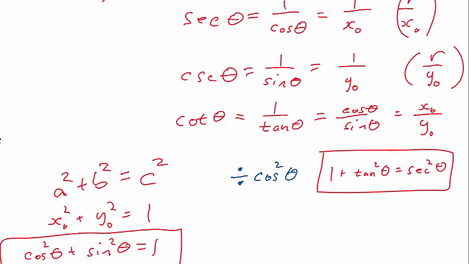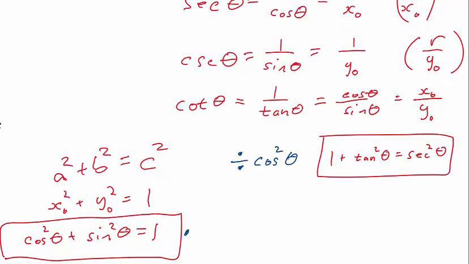Now let's divide the original equation by sine squared. Cosine squared divided by sine squared is cotangent squared. And then, of course, sine squared divided by sine squared is 1. And then we have 1 divided by sine squared theta, which equals cosecant squared.